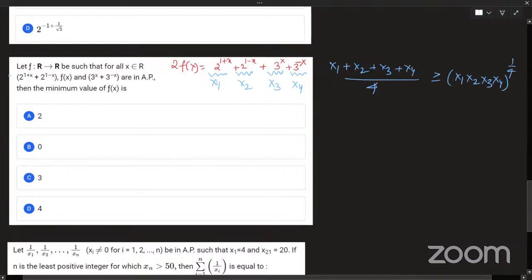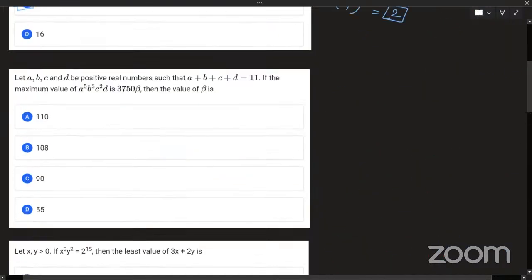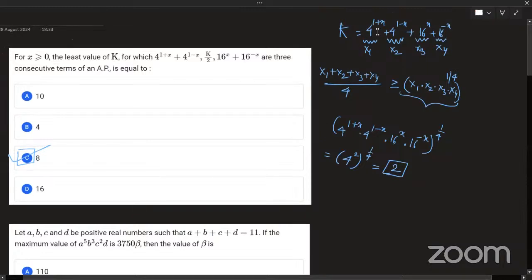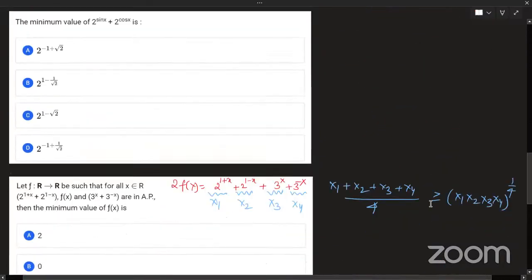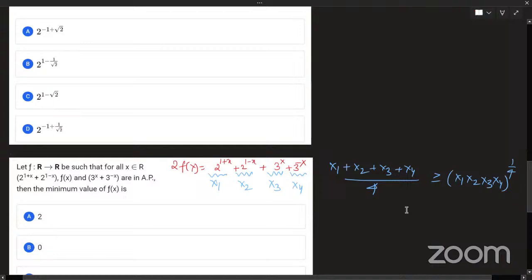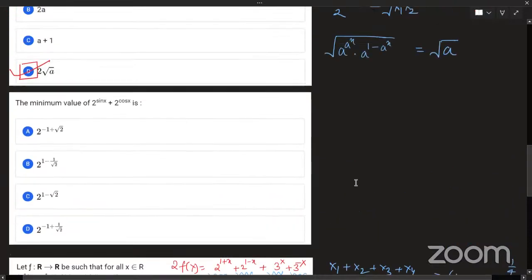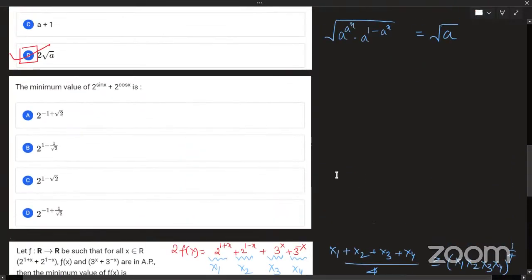You will be able to do it, everyone. It is the same question as before. It is nothing different. We have this one also and this one also. So it has no difference except for values. So now let us look at this question. Minimum value of 2 raised to sin x plus 2 raised to cos x.